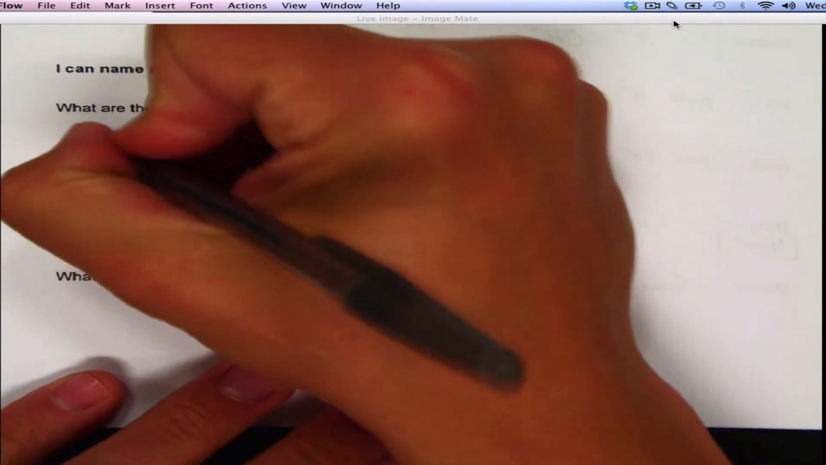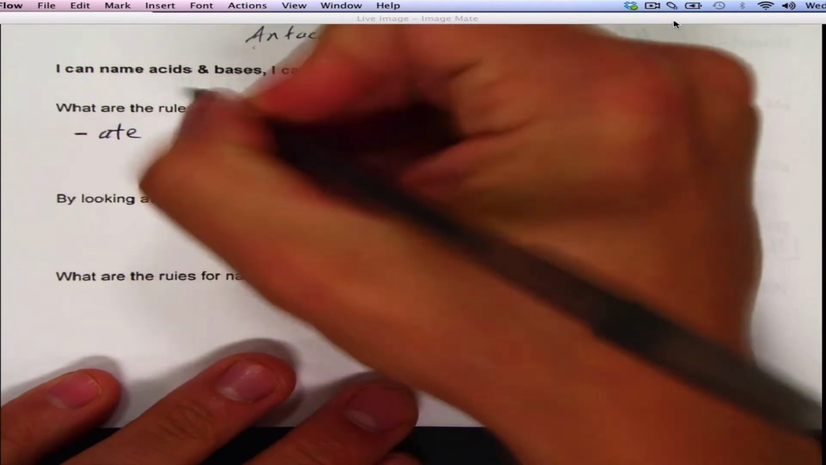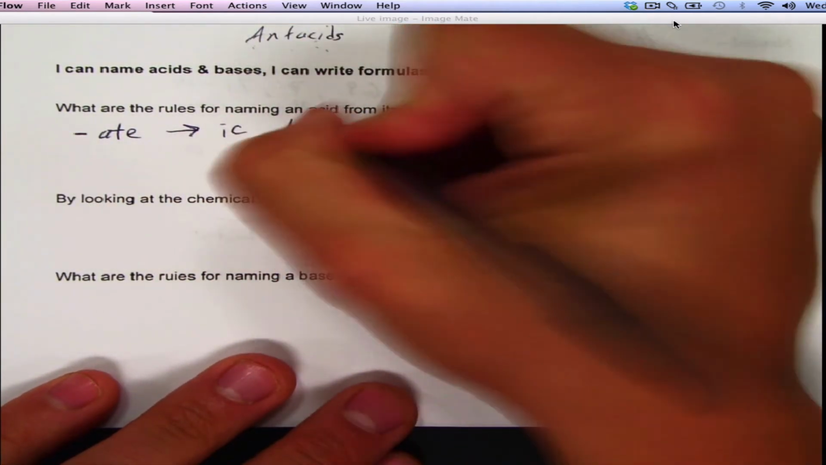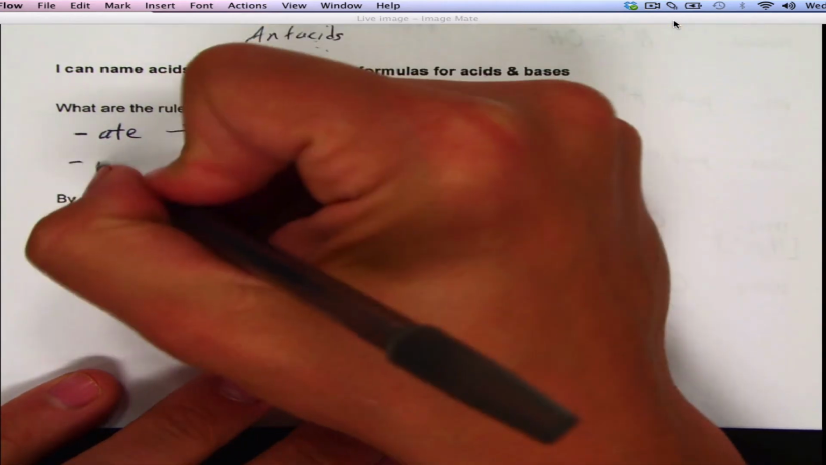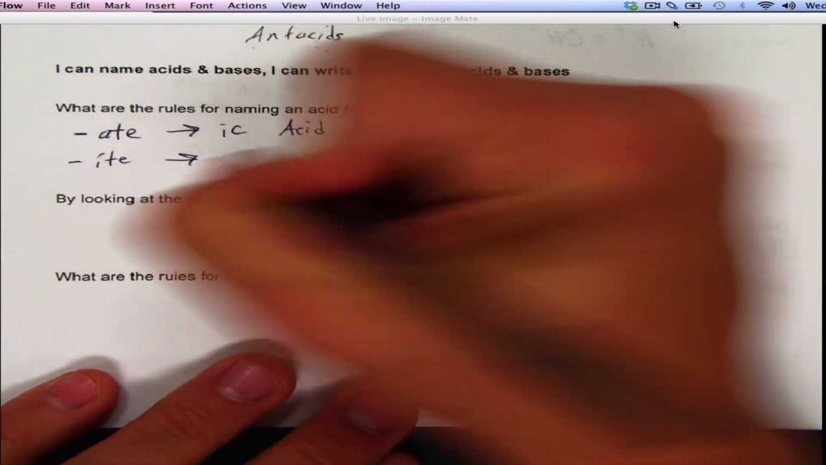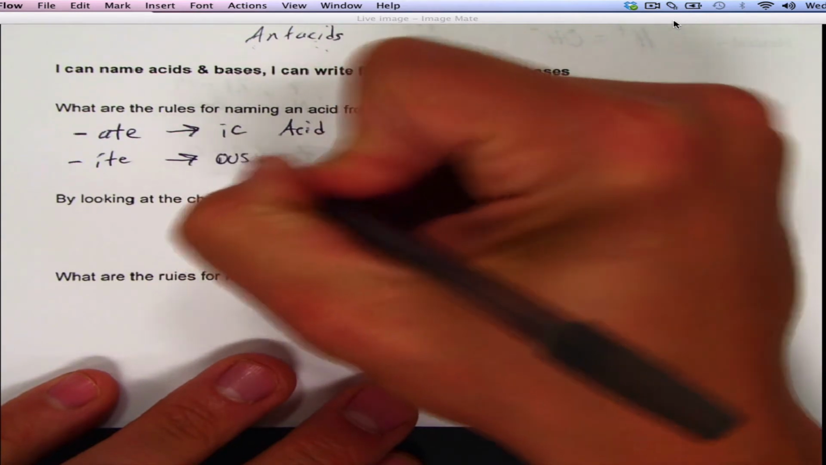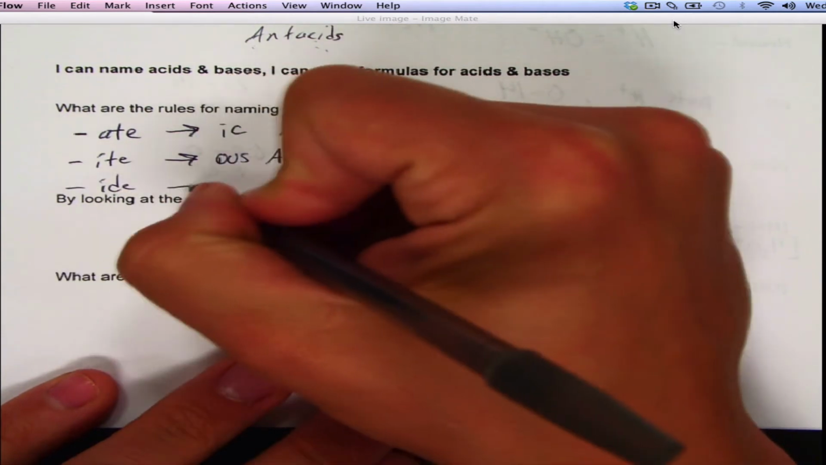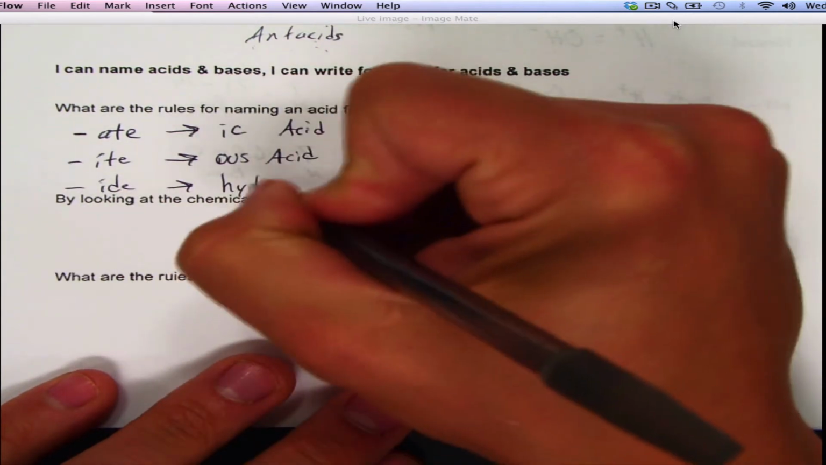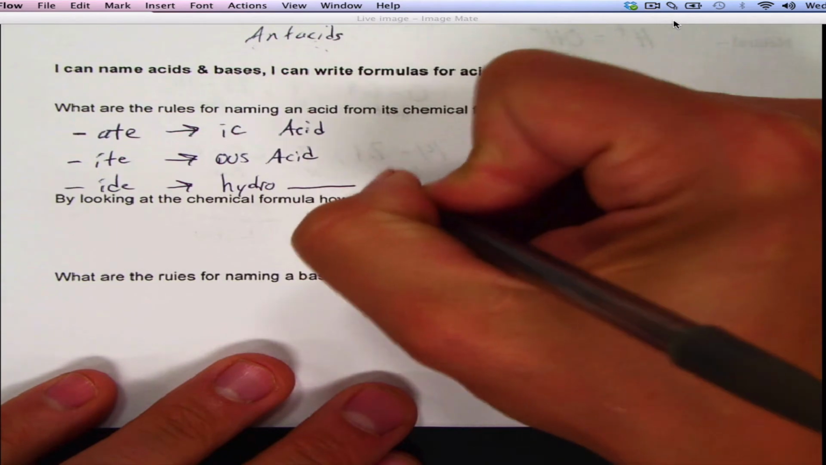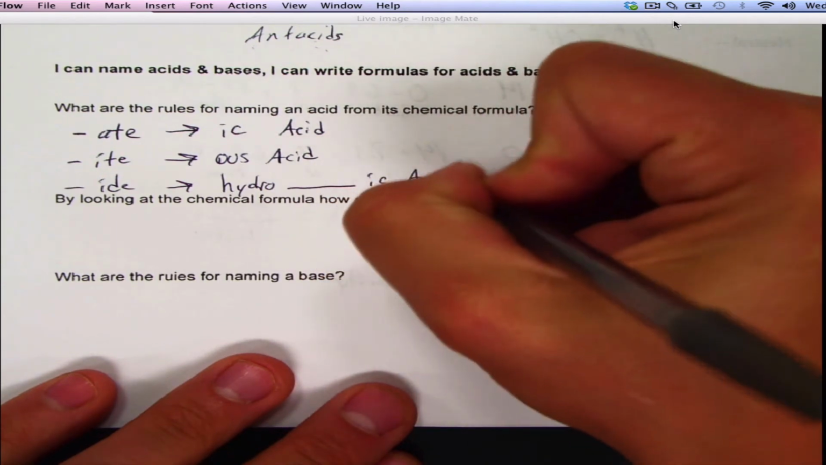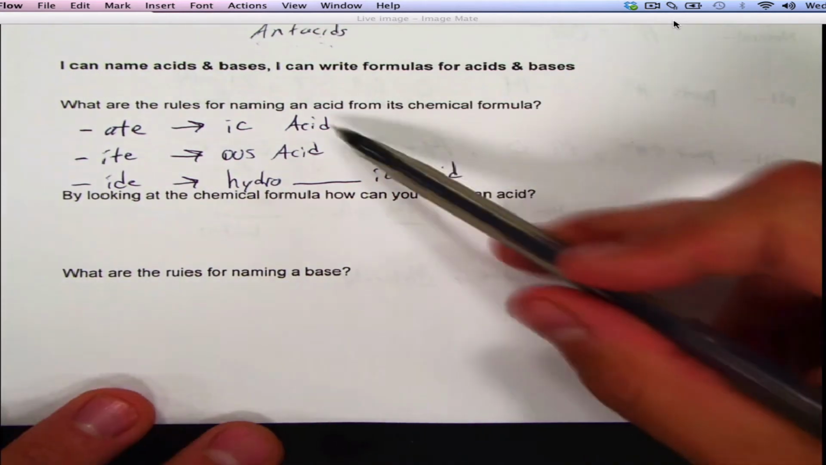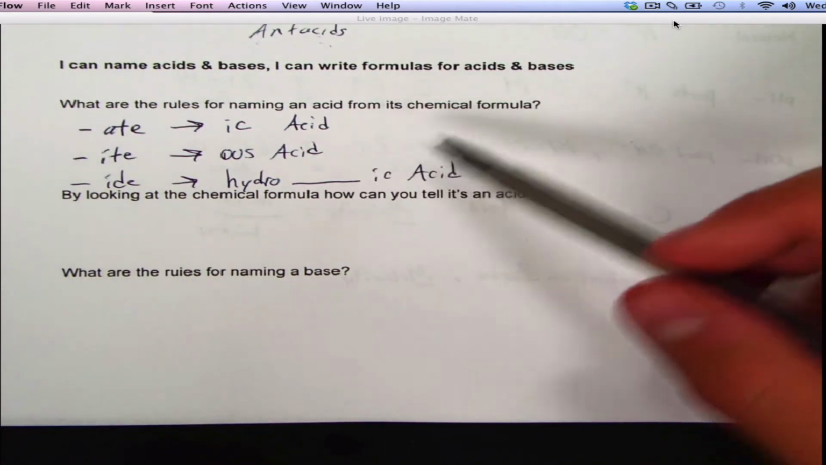Normally, if a name ends in ate, it changes to ic acid. If it normally ends in ite, it's going to be ous acid. And if it normally ends in ide, it's going to be hydro, base word, ic acid. Now, using those rules, we'll go over some naming in a little bit.